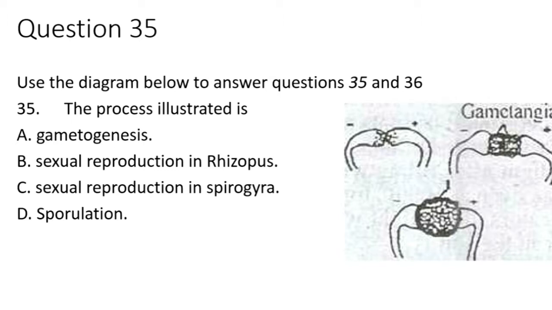Now, if you look at this structure very well, it is found in rhizopus, and it is conjugation in rhizopus. And conjugation in rhizopus is a form of sexual reproduction. So B, sexual reproduction in rhizopus, is the correct option. That is what is illustrated in this diagram.